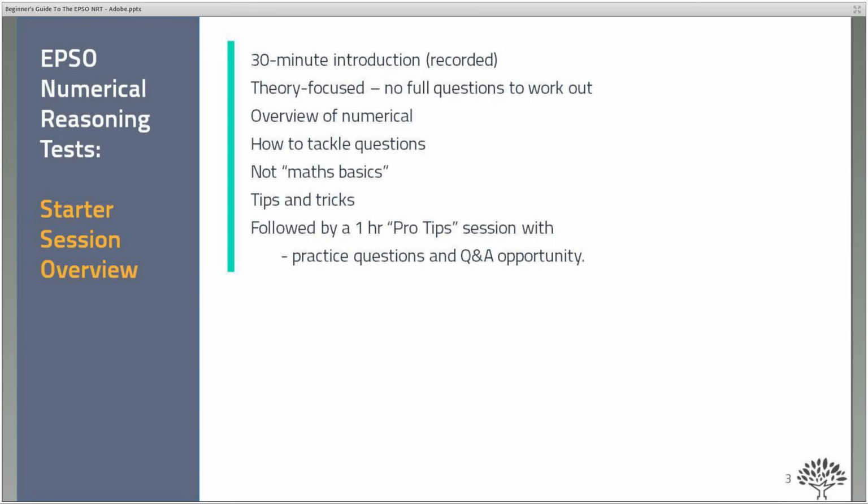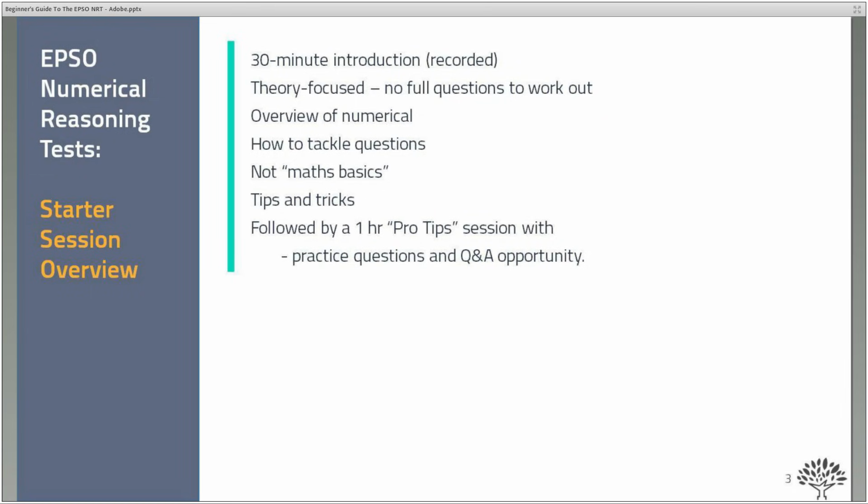This session is going to be very theory focused, so we're not going to be working through full questions. I'll have some questions on screen, but we won't be working out the answers in full. I want to give you an overview of the types of questions that you're going to get and how to think through them. It's not about maths basics, so I'm not going to be teaching you, for example, how to multiply or how to add. Those are skills that you can pick up elsewhere if you need to work on those.